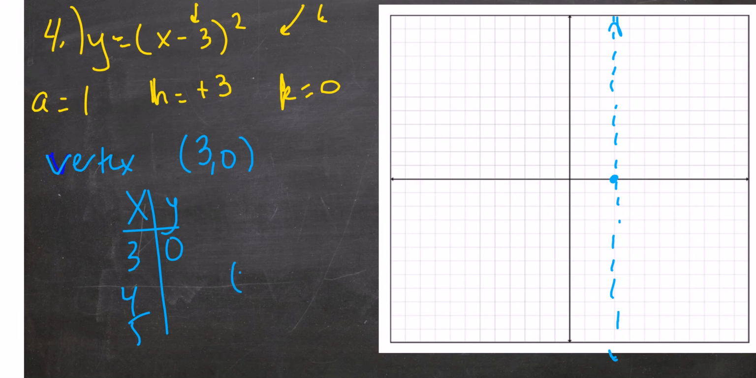I plug in 4. I get 4 minus 3 squared, which is 1. 1 squared is 1. Then I do 5 minus 3 squared is 2. 2 squared is 4. So now I'm going to go over 4 up 1, put a dot. And over 5 up 4, put a dot. Now I'm going to reflect it over. So that's how I'm going to get this dot here. And I'm going to go over 2 blocks. Now I'm going to make a nice U. That's a terrible U, but it's supposed to be a nice smooth U. Make sure you have arrows on the end, because this does go up forever.